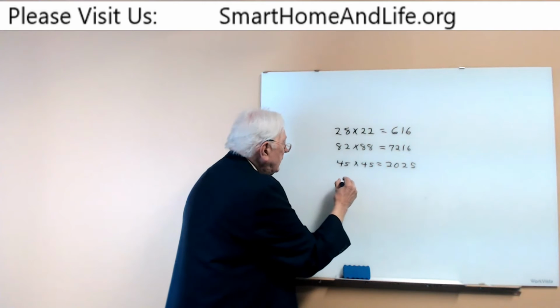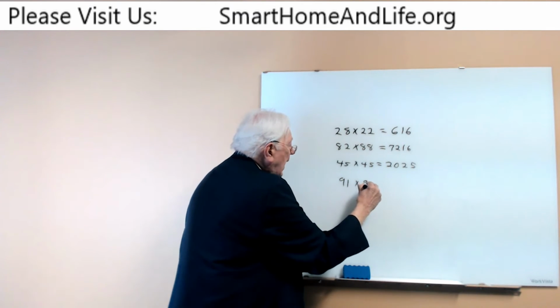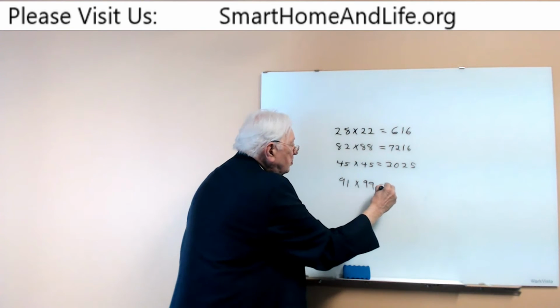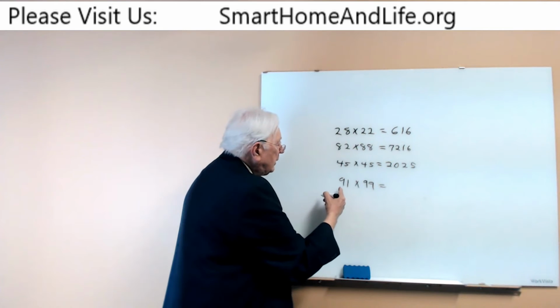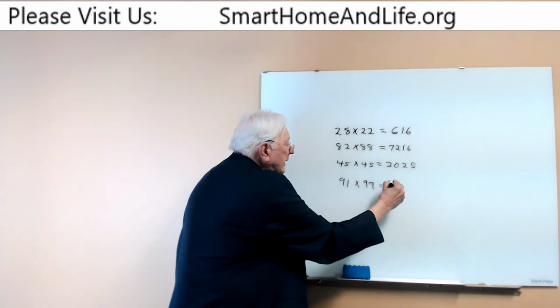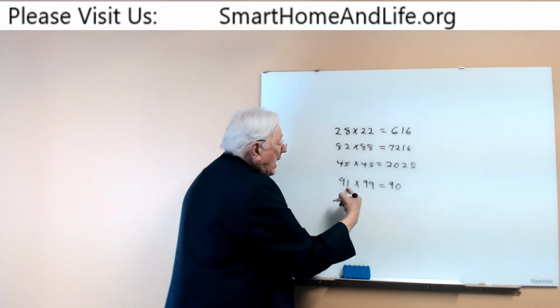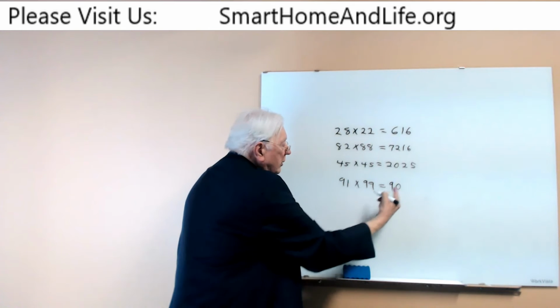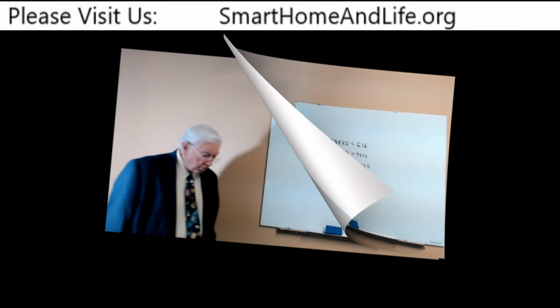One final one. Say 91 times 99. This is a kind of an unusual case. 9, add 1 to 9, that's 10. 10 times 9 is 90. 9 times 1 is 9, but we need 2 digits here, so we make that 09. Okay.